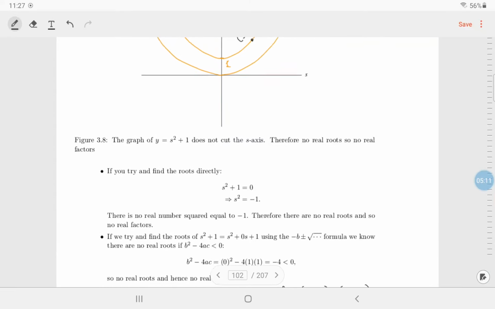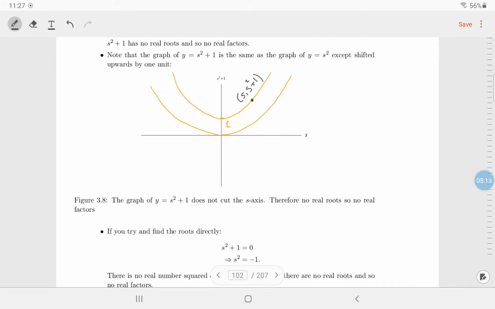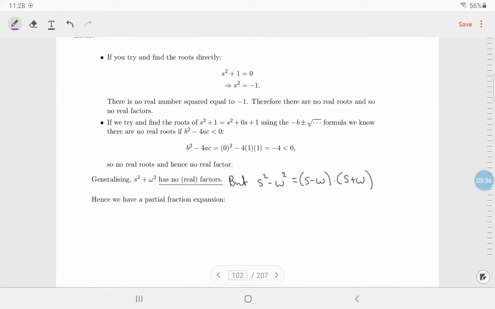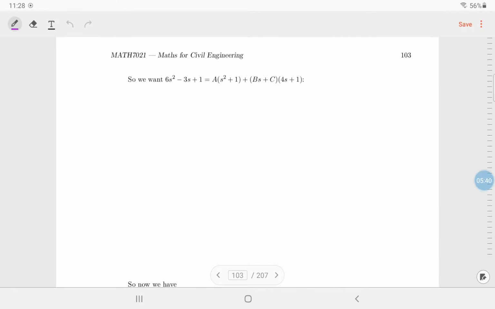The graph of s squared minus omega squared does actually cut the x-axis. So if you start with s squared and then do negative, you'll come down here. So this would be y equal to s squared minus omega squared, and the roots would be omega, assuming omega is positive, and minus omega. So s squared minus omega squared has two roots, so it has two factors, s minus omega and s plus omega.